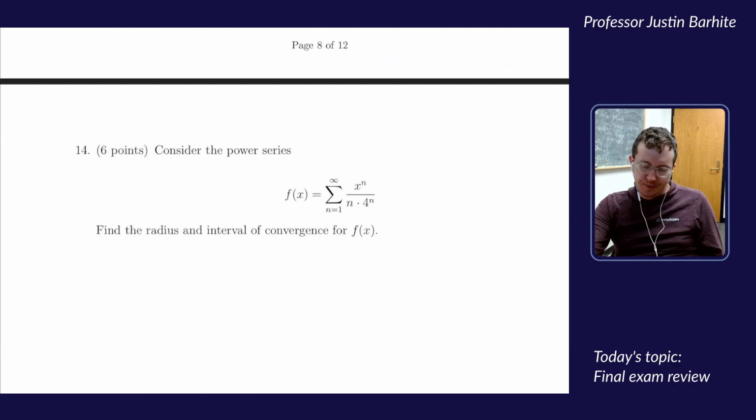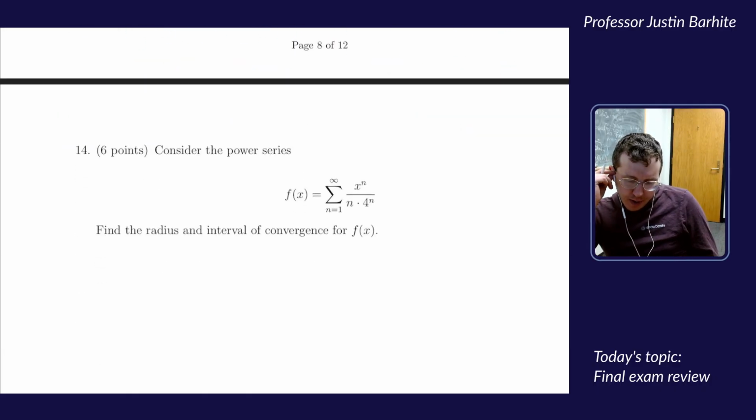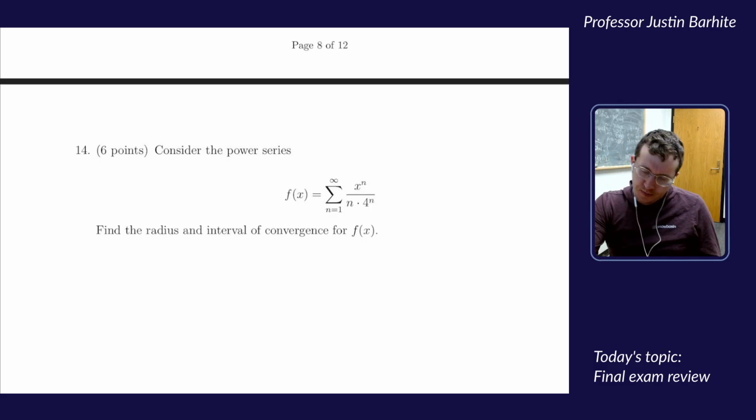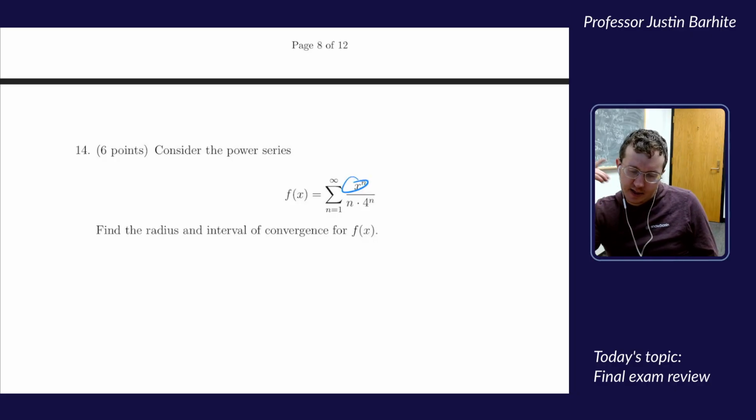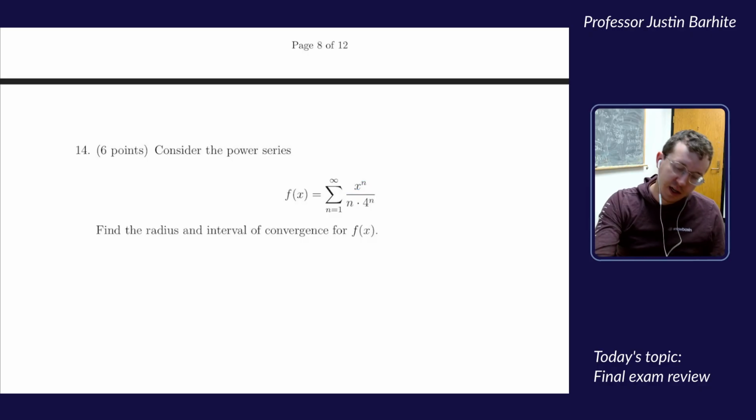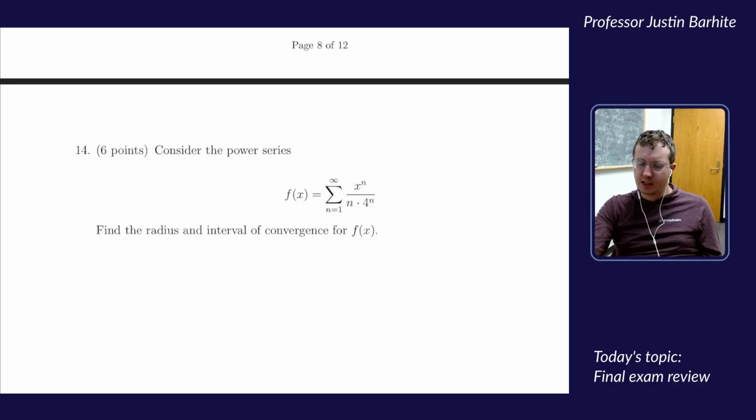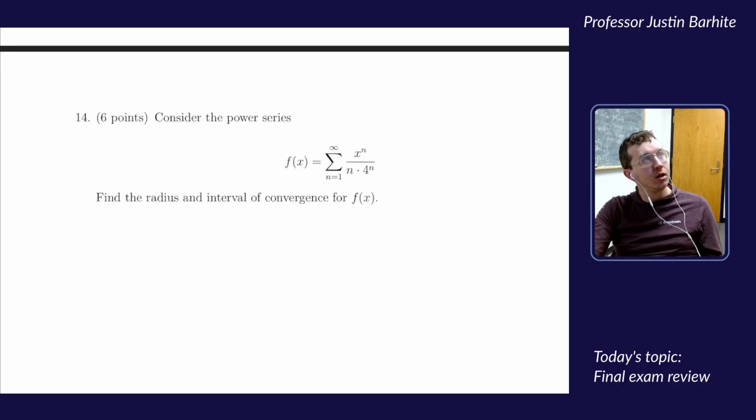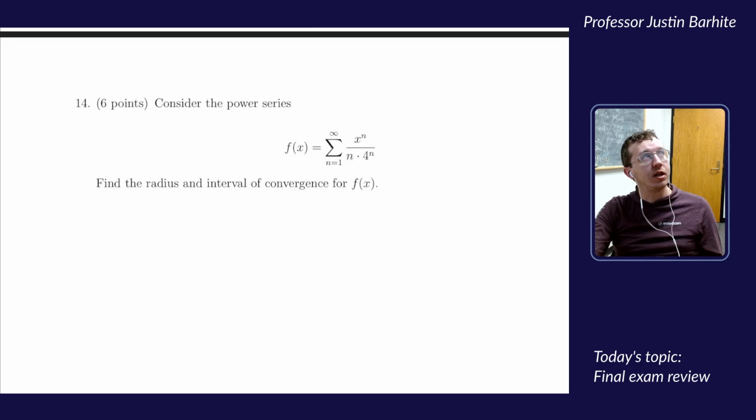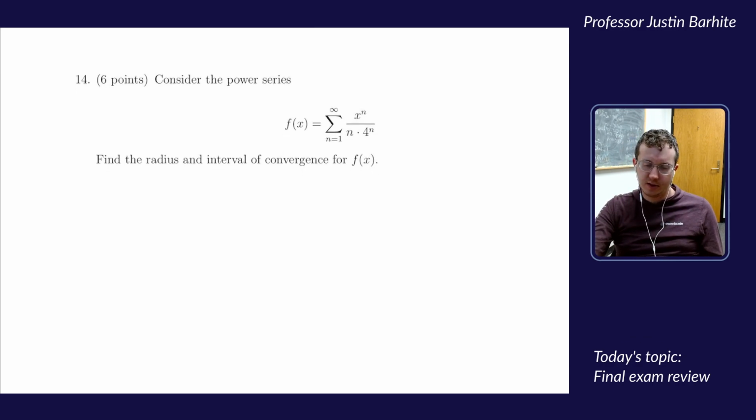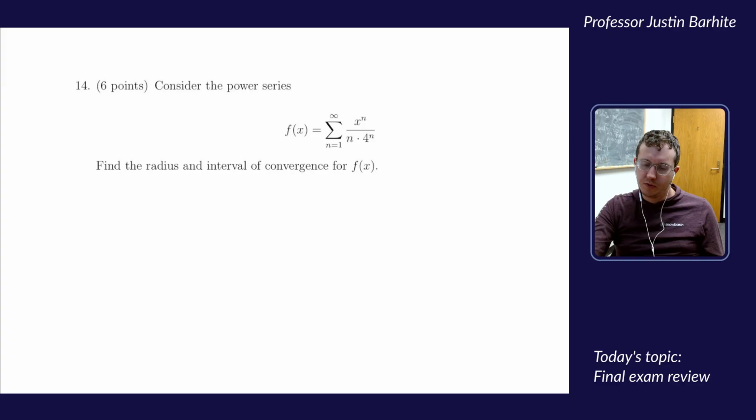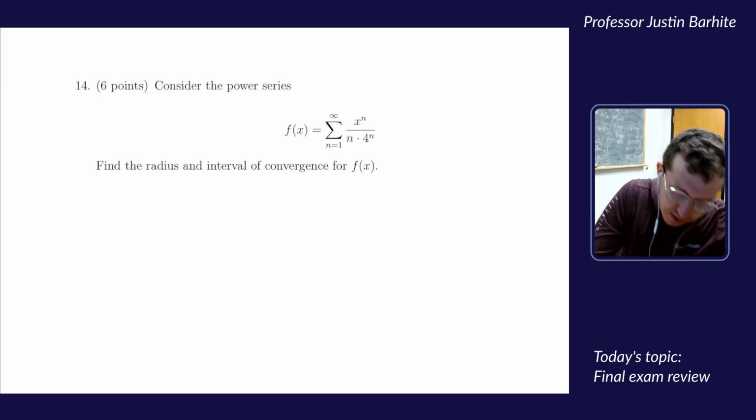Okay. I've got a power series. I want to find the radius and interval of convergence. Okay. I just see x to the n. It's not x minus something to the n or x plus something to the n. So the interval of convergence is going to be centered at x equals 0. So we'll start by using the ratio test to try to get a feel for what the radius of convergence is.